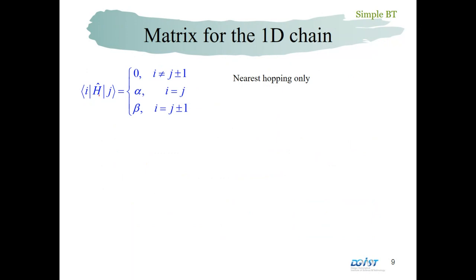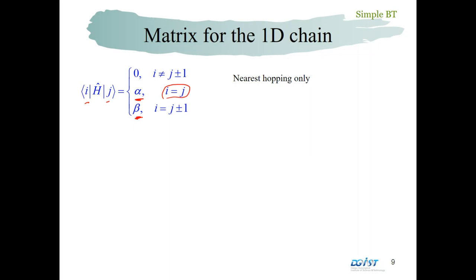with the Hamiltonian, we define two energy states. For the case where i and j are the same, it's called the on-site energy, and we have alpha. And if i and j are nearest neighbors, that means i is j plus or minus 1, in that case we have a certain value called beta, a certain energy. And otherwise, all products give 0. That's a simple assumption.